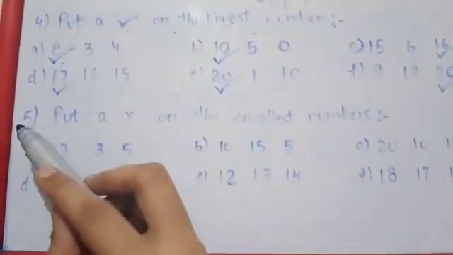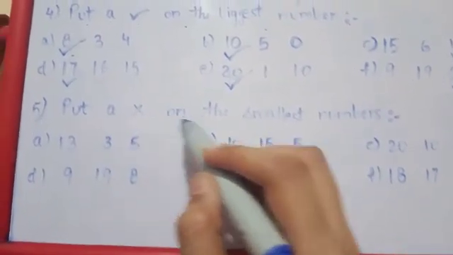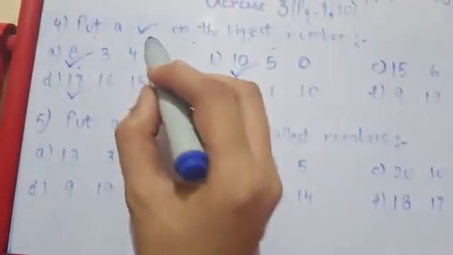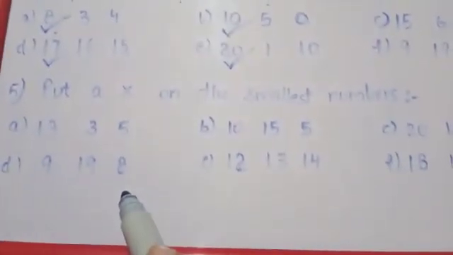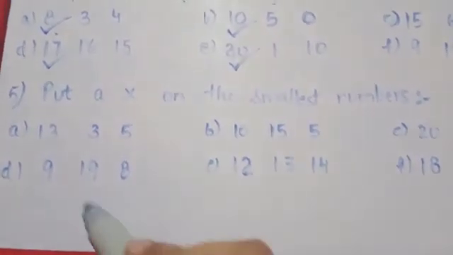Now come on question number 5, children. Put a cross on the smallest number. Till now we are putting tick on the biggest number. Now we have to put cross on the smallest number. अब हम लोग को क्रॉस लगाना है जो स्मॉलेस्ट नंबर है.